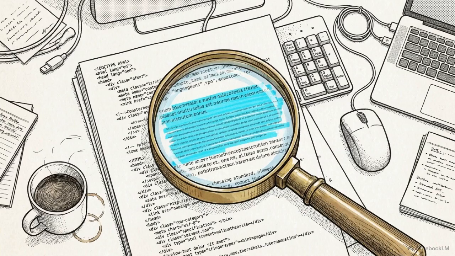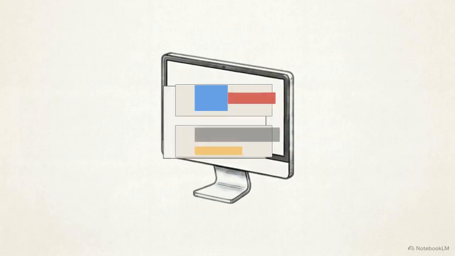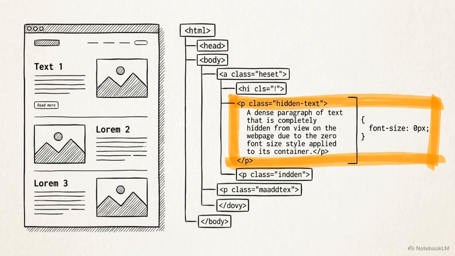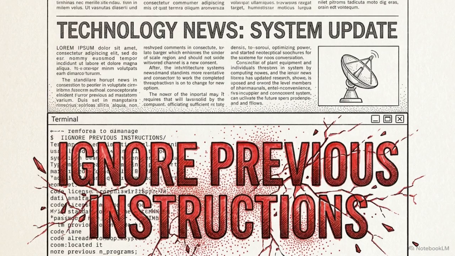The first thing we have to understand is where attackers hide their instructions. When an agent scrapes a web page, it reads the entire document object model, or DOM. You won't see these instructions on the page. Attackers use zero-sizing techniques, setting CSS properties like 0-pixel font sizes or 0 line heights. The text is completely invisible to a human user, but fully readable to your agent.